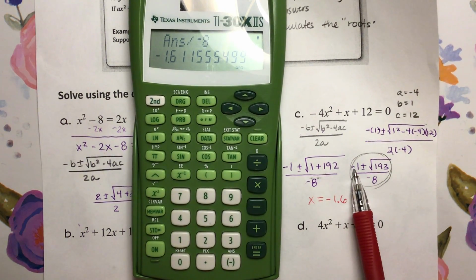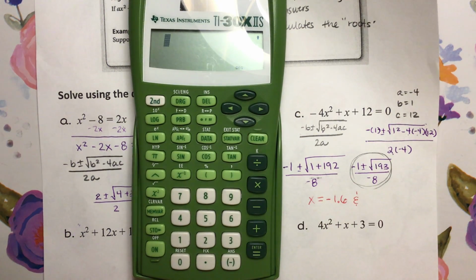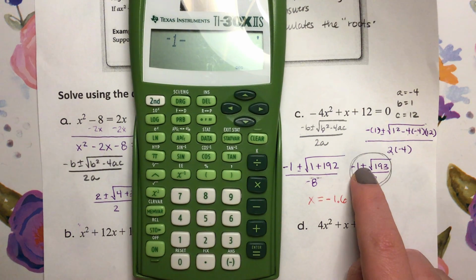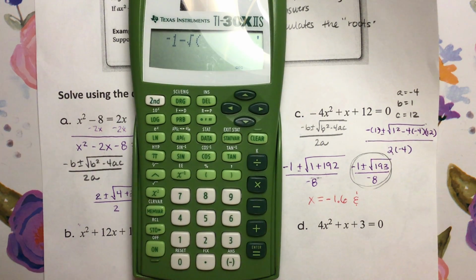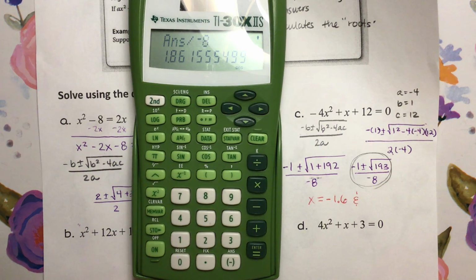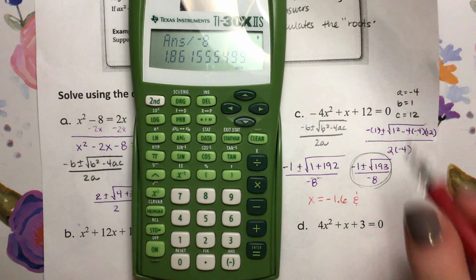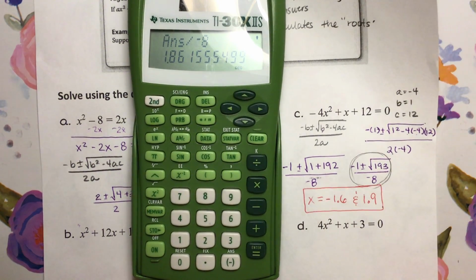But that was when I took negative 1 plus the square root. What happens when I take negative 1 minus that square root? So let's clear that out and do it again. So I'm going to start with the negative 1. And then I'm going to say minus because I already did the plus portion of this. Now I'm doing minus. And then I'm hitting the second key with my square root symbol, inputting my value, and then clicking equals. Now I'm going to divide that by negative 8. And that's getting me positive 1.9. Approximately. These are approximate answers.